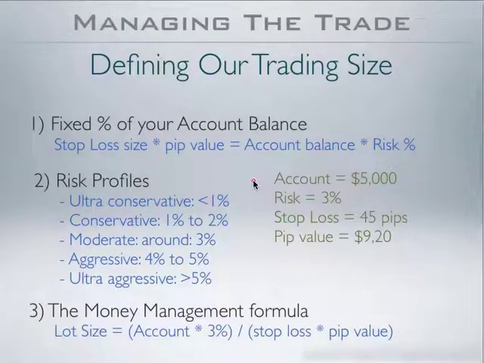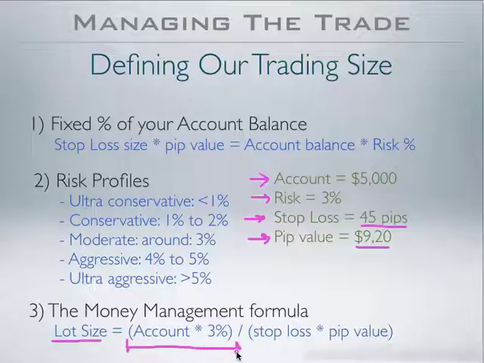Let's assume our current account balance is $5,000. Our risk profile is moderate, and therefore we'll risk 3% on each individual trade. Our stop loss, the distance between our entry point and our stop loss point, is 45 pips, and the pip value for this particular currency pair, whatever currency pair it may be, it doesn't matter, this is just a hypothetical case, is $9.20. So let's figure out how many lots we are to take this trade with.